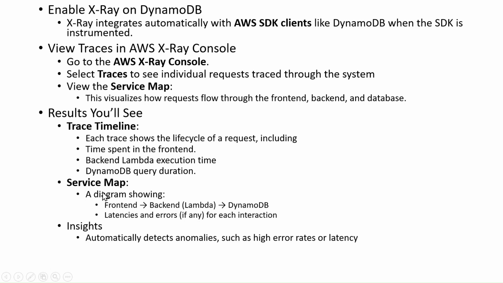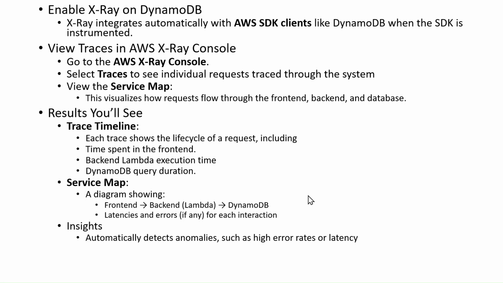Or if you are going with the visual view, a diagram will be shown: the front end, the back end, and DynamoDB, with latencies and errors, if any, for each interaction. So if you find any latencies or errors, they will be shown visually. And Insights automatically detects anomalies such as a high error rate or latency. So even this is going to happen. Now we'll go and look into an example.